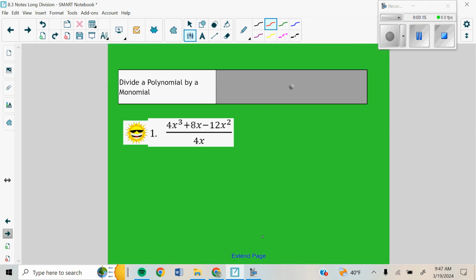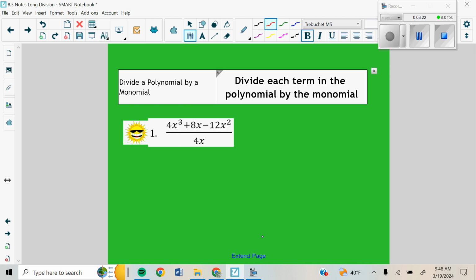So that introduces us to reminding ourselves how to divide a polynomial by a monomial. So divide each term in the polynomial by the monomial. So we're going to split it up. Go ahead and pause it here if you need to be able to write that down. And if you've got that written down, now you can go ahead. We're going to break this apart.